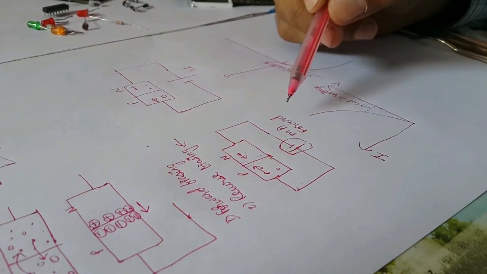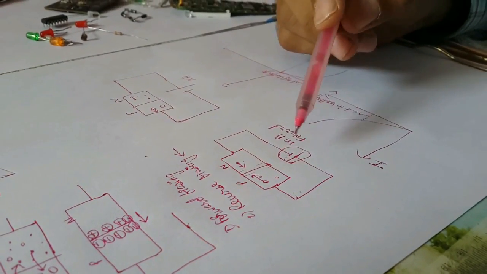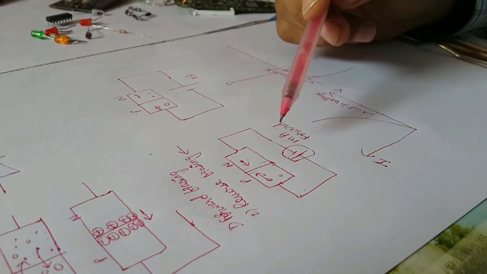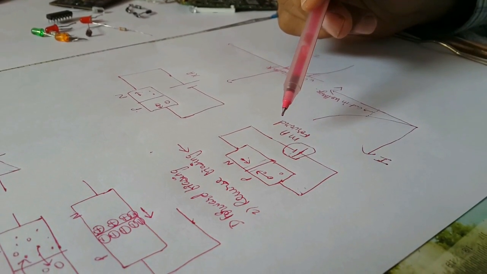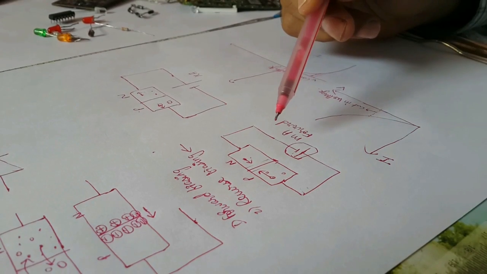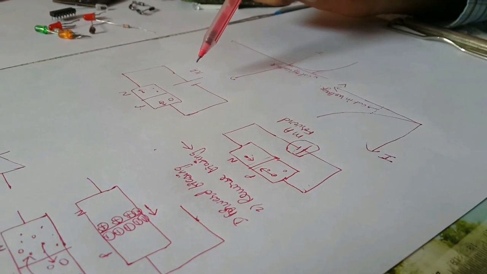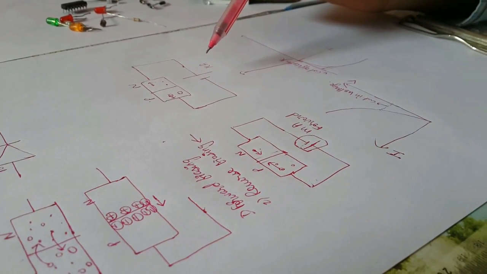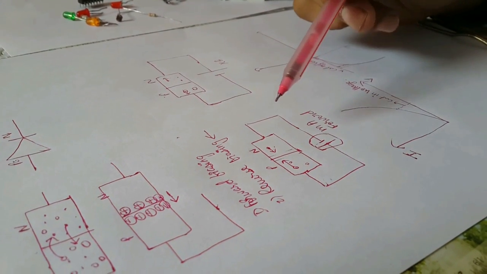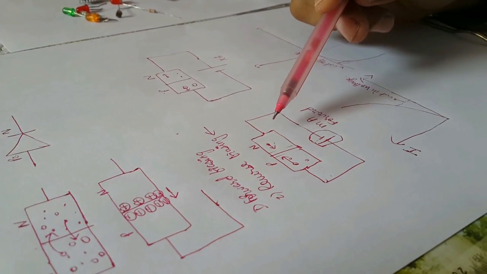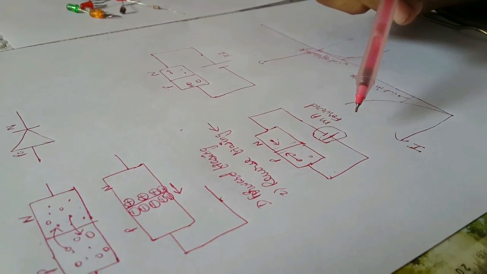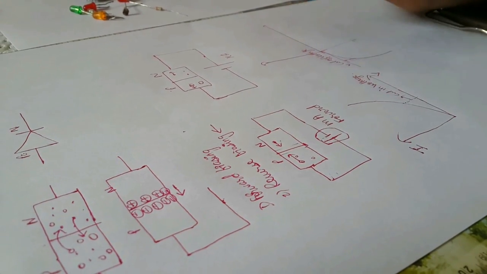Hence in forward bias it conducts, and for an ideal diode it behaves as if it is short circuited, whereas in reverse bias, for an ideal diode it behaves as an open circuit. But for a practical diode, there is a very small resistance and it just behaves like a short circuit.